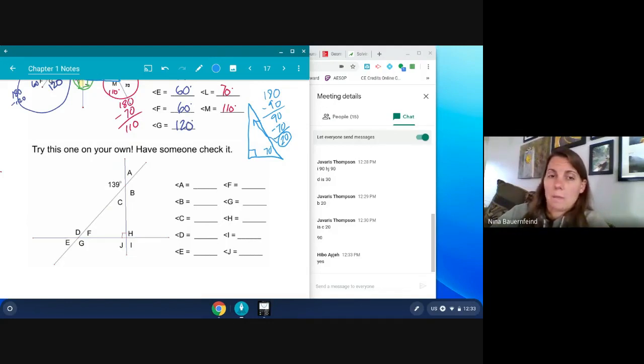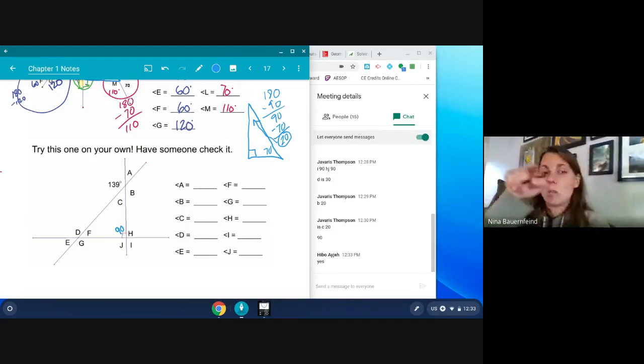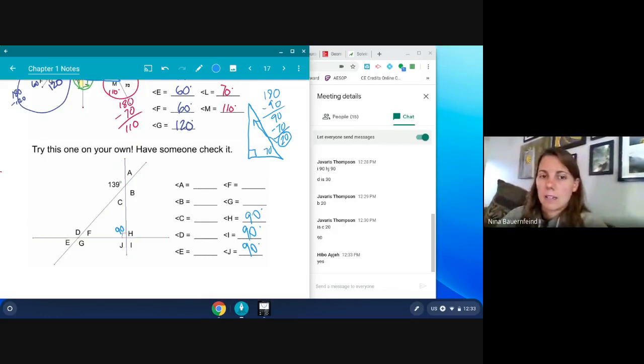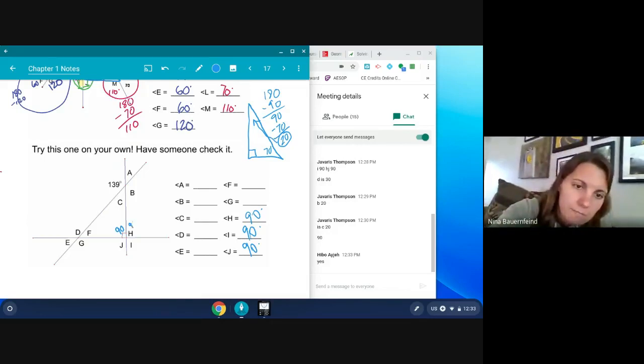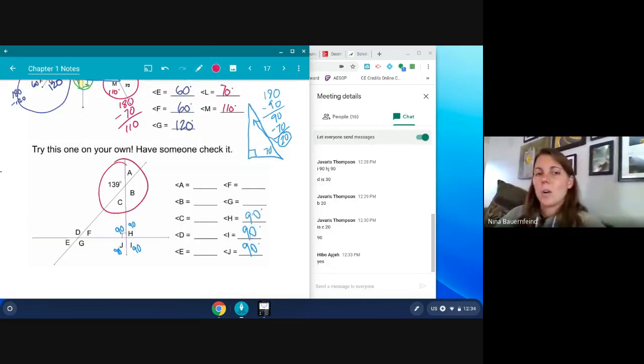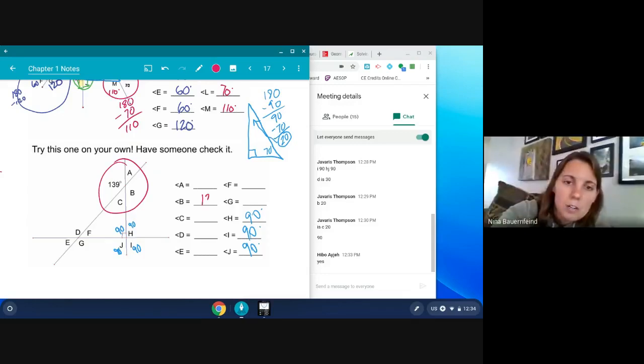Okay. So I see two numbers. One is hidden. This one is hidden. That's 90. If you see 90, that means all four of those will be 90. So you're going to have 90, 90, 90. All right, so that's taken care of. Then I see up here, who can tell me what one of those angles is? 139. Yes, B is 139.